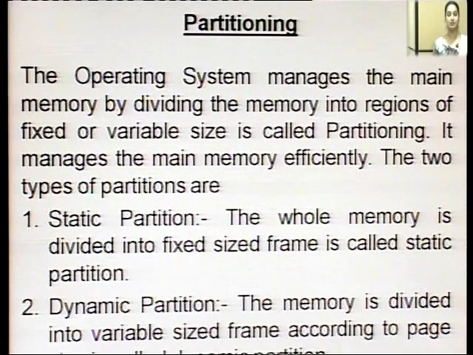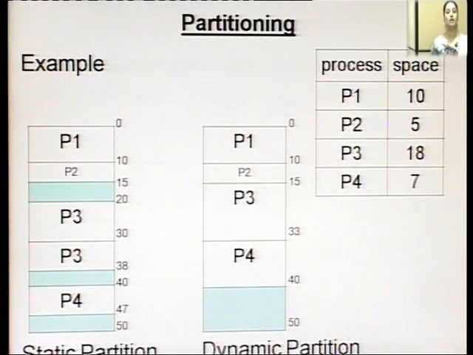Now I will show with an example how partitioning works. Here we have four processes, P1, P2, P3 and P4. The memory space needed to execute is 10 for P1, 5 for P2, 18 for P3 and 7 for P4. I use a memory of size 50 and divide the whole memory into static partitions of size 10.